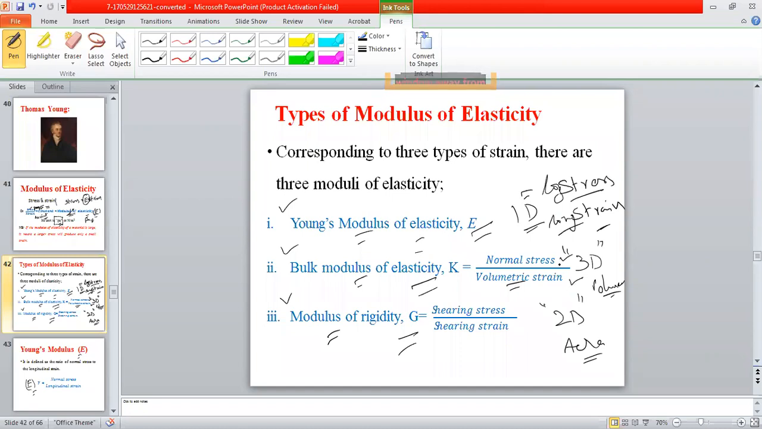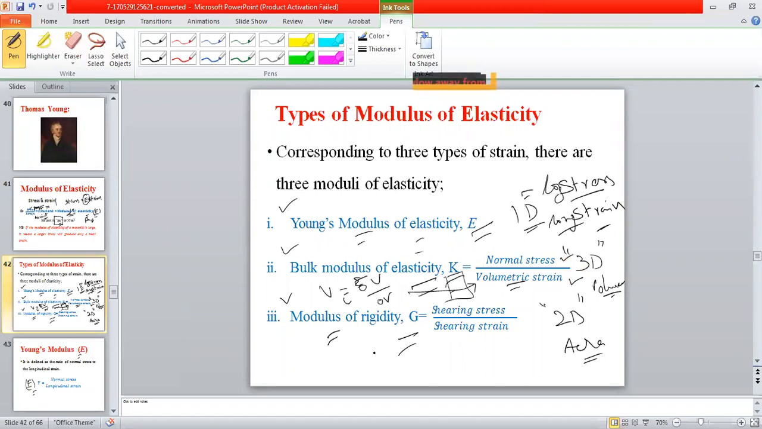We have found the volumetric strain in the previous slides, how to find the volumetric strain. Volumetric strain is nothing but change of volume divided by original volume. So we can find the volumetric strain, and we can find the normal stress applied on that component. By using this, we can find the bulk modulus of that component.